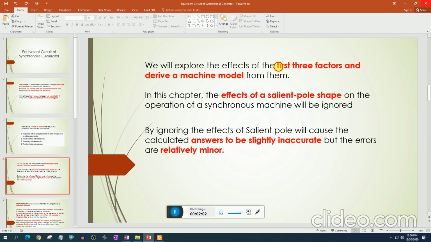The first three factors are important, and we will study these three factors and then derive a machine model from them. The effect of salient pole is not too important because it produces a relatively minor error, so this can be ignored for simplicity.